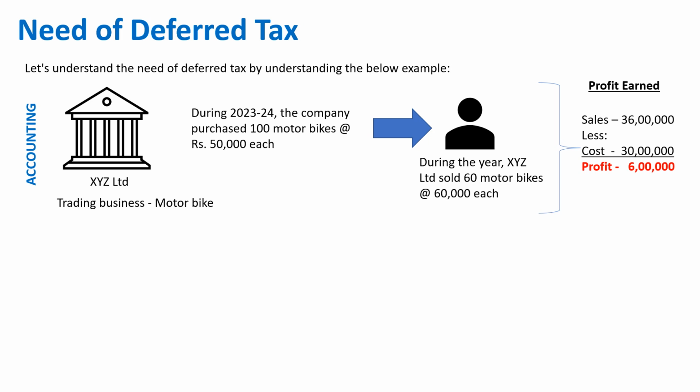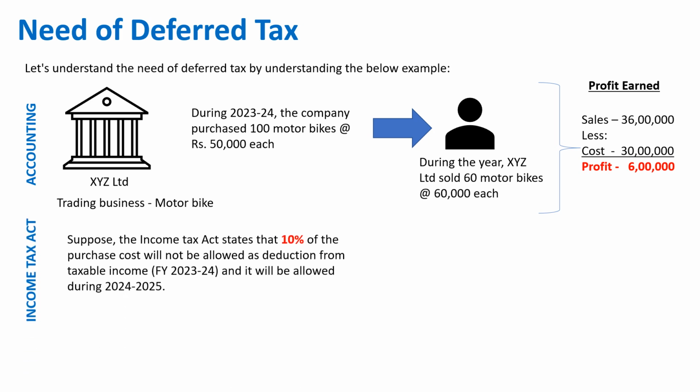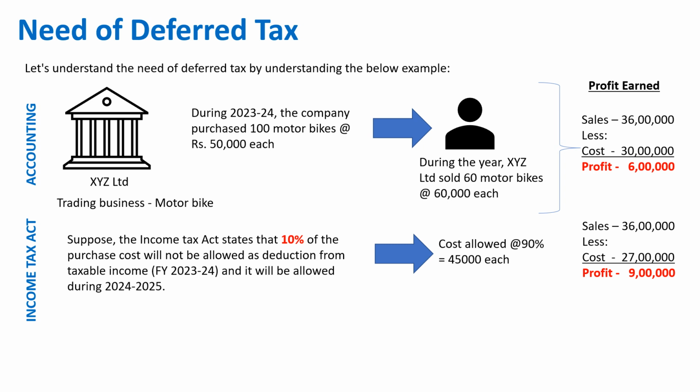Now take the same scenario under Income Tax Act. Suppose the Income Tax Act states that 10% of the purchase cost will not be allowed as deduction from taxable income in 23-24, and it will be allowed during 24-25. Then in this scenario, the cost allowed is 45,000 each, that is 90%, because 10% will be allowed only in a subsequent year. So what is the profit as per the Income Tax Act? 36 lakhs less cost of 27 lakhs. So profit is 9 lakhs.